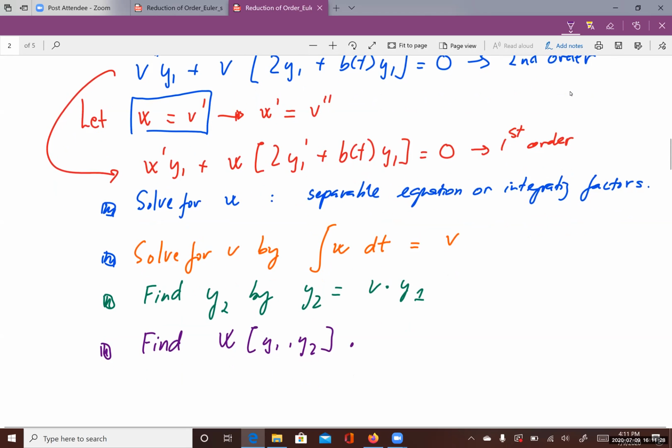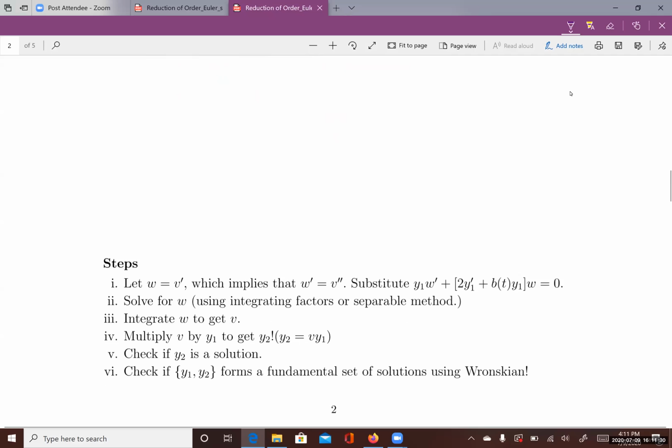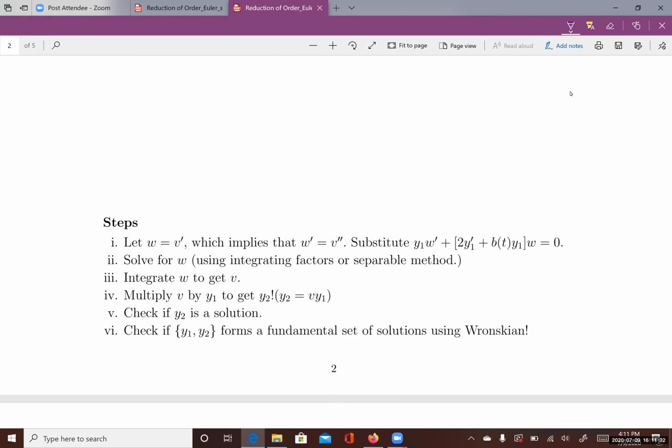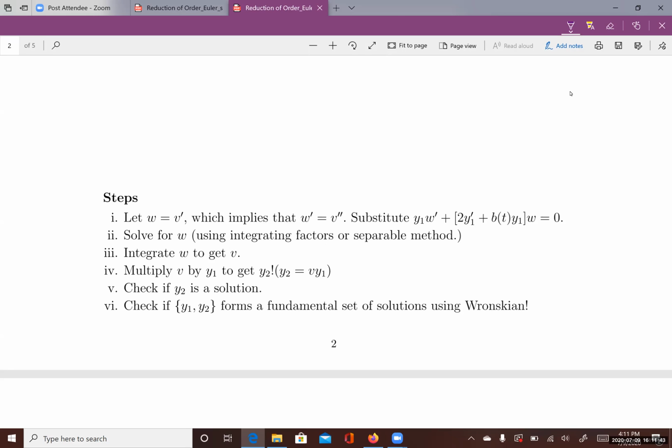So let's summarize all the steps. First, you let w equal v prime, plug it into this equation, solve for w, integrate w to get v, multiply v by y1 to get y2, right? And check using the Wronskian whether y1 and y2 form a fundamental set of solutions for the equation.